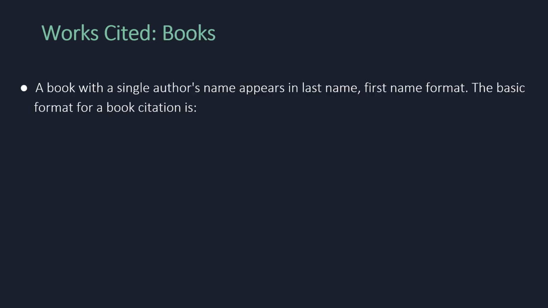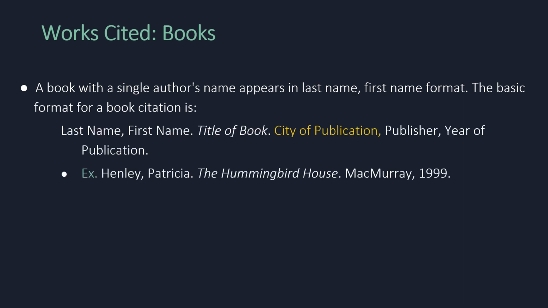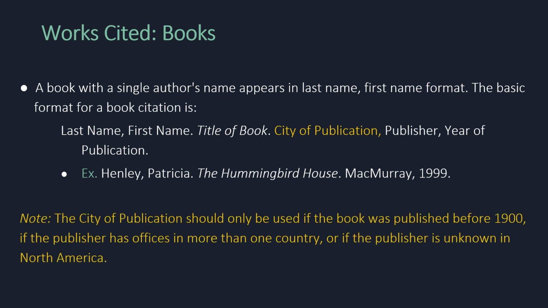A basic entry for a book with one author begins with the author's name in last name, first name format, followed by a period. The next element is the title of the book in italics, then another period, followed by the publisher, a comma, and the year of publication. Note that an additional element, the city of publication, should appear before the name of the publisher only if the book was published before 1900, if the publisher has offices in more than one country, or if the publisher is unknown in North America.